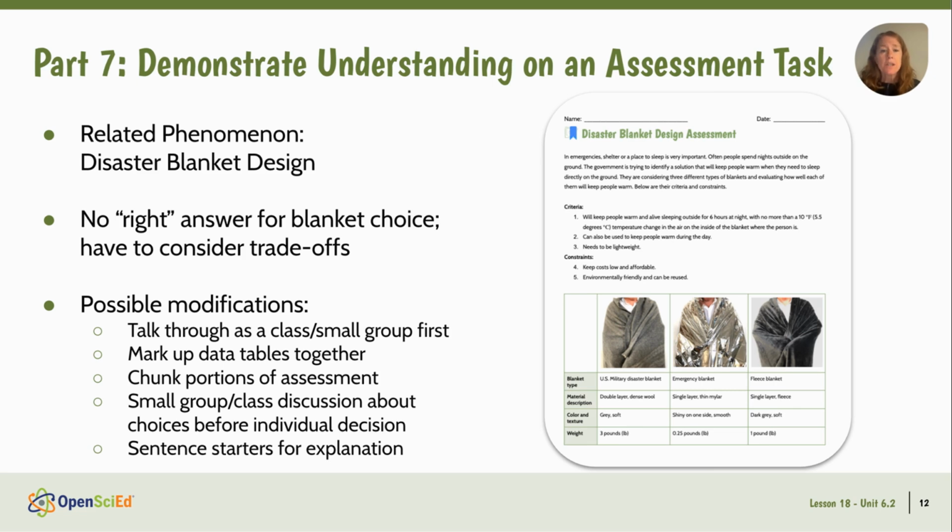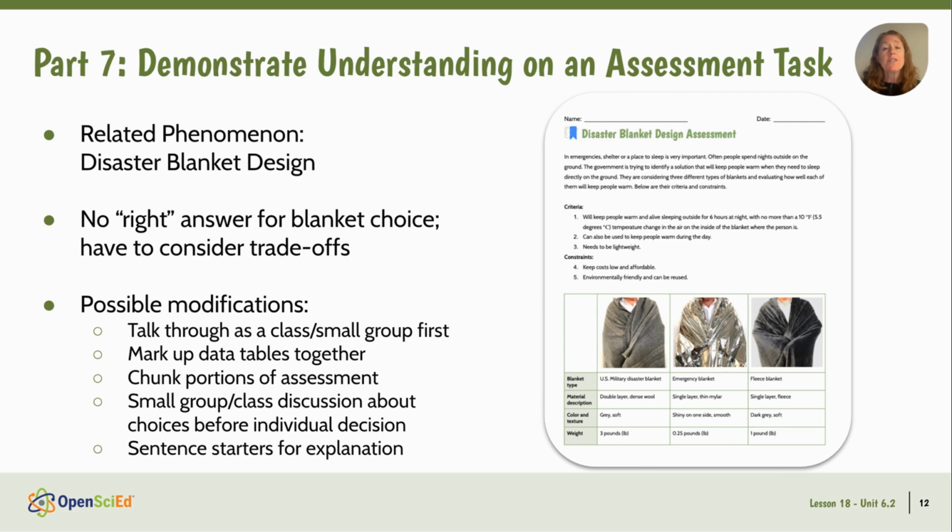Part 7, though, does have a summative assessment for our students. This is where they're demonstrating understanding on a transfer task. It's a related phenomenon around disaster blanket design. It's important to know on this assessment task that there's no one right answer for the blanket choice that they pick. Instead, the students have to consider different trade-offs and make an argument based on the data they have provided.